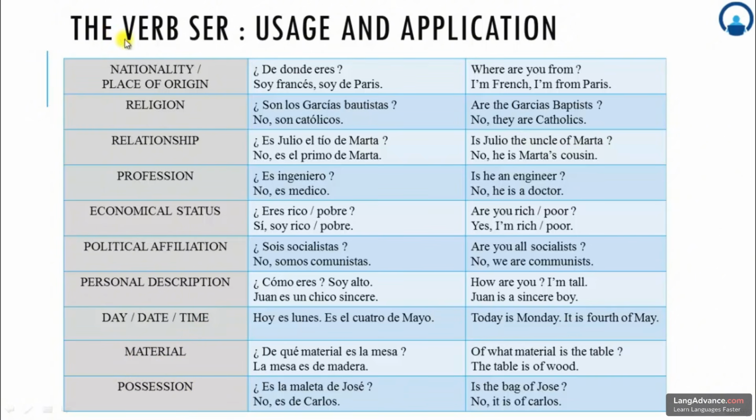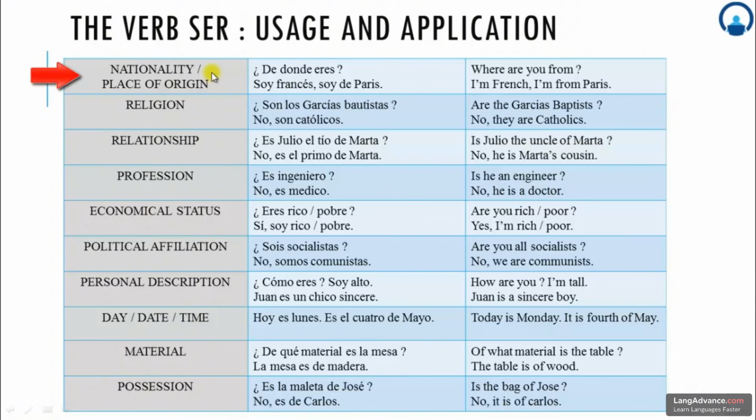If any of these conditions or qualities, if you want to state in a question or a statement, then you have to use the verb ser. These are the conditions where the verb ser will be applied. So we'll see all these conditions one by one.